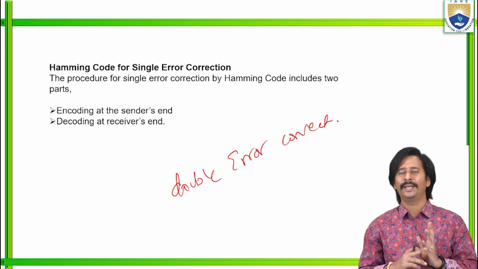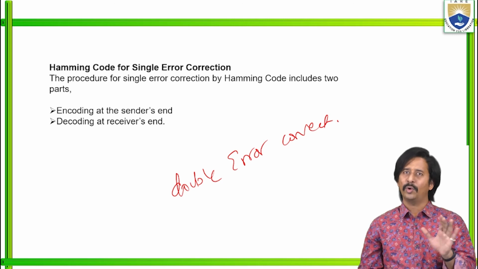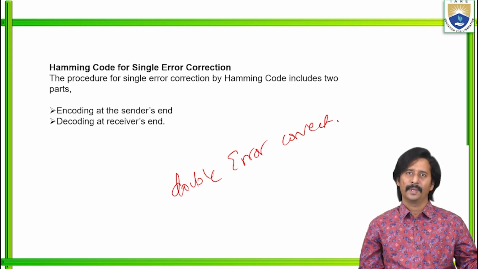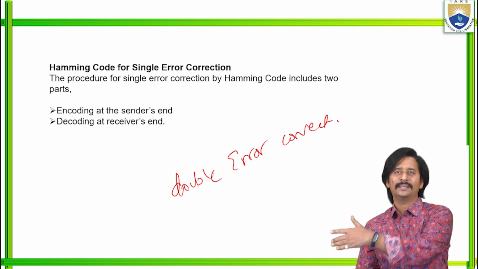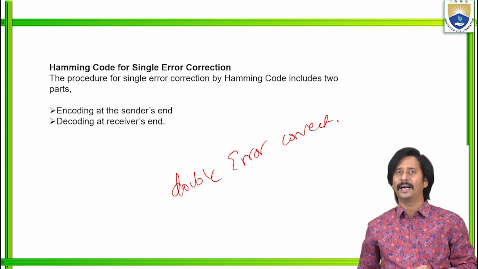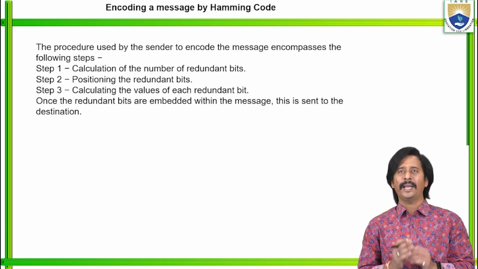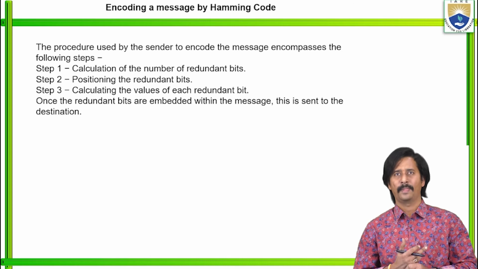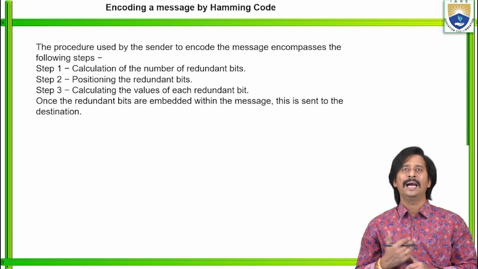One is encoding and then decoding. So encoding at the sender side, right? Then decoding at the receiver side. So how will it happen? See here, encoding a message by Hamming code.